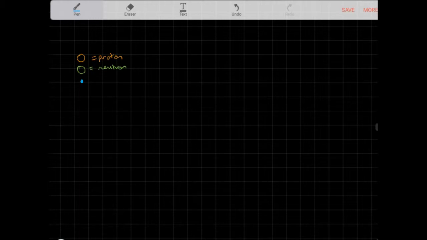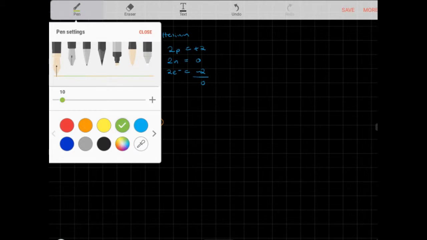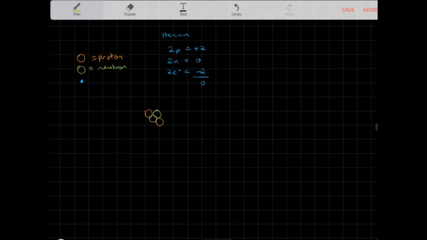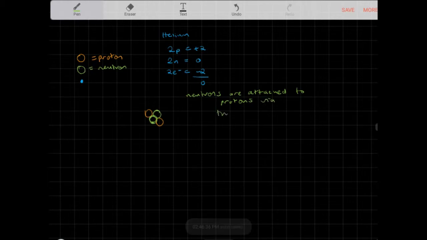Let's take a look at elemental helium, a helium atom. An elemental helium atom has 2 protons, 2 neutrons, 2 electrons. So 2 protons, positive 2, 2 neutrons, 0, 2 electrons, negative 2, adds up to 0. A helium atom is going to look like this. It's going to have 2 protons in the nucleus, and the neutrons are just in between the protons, right? And the neutrons are attached to protons via the strong nuclear force.